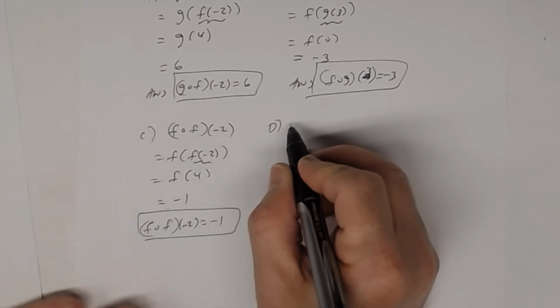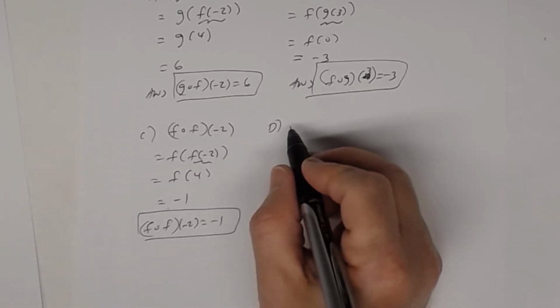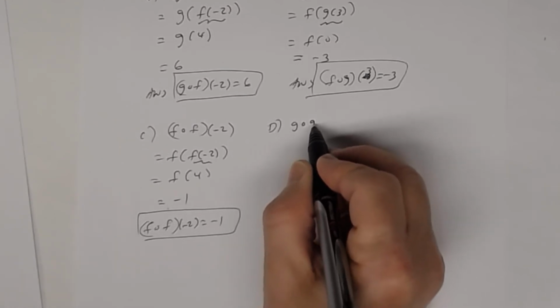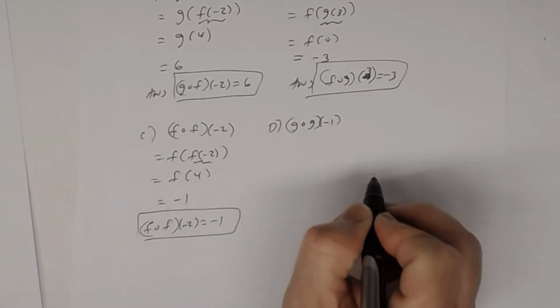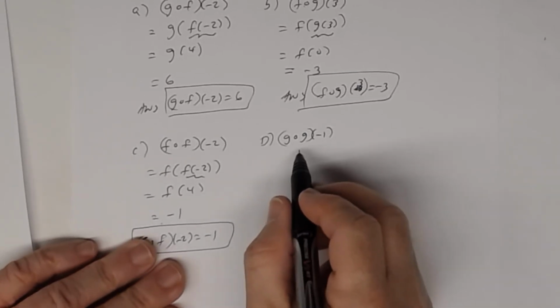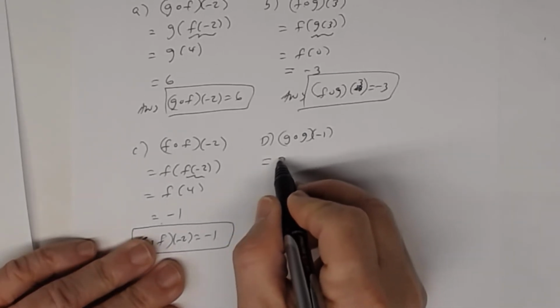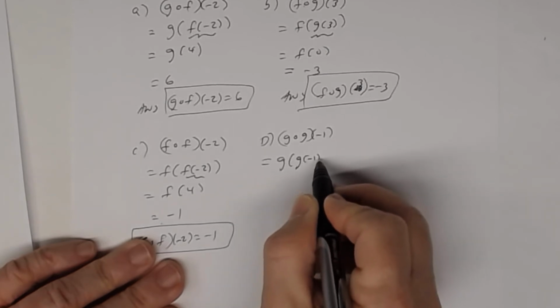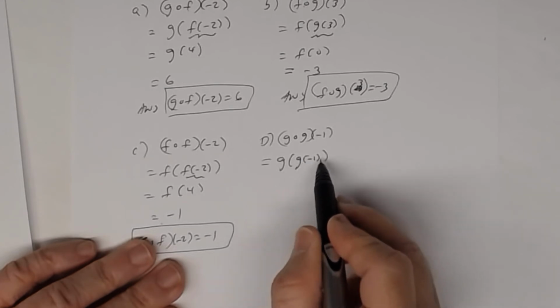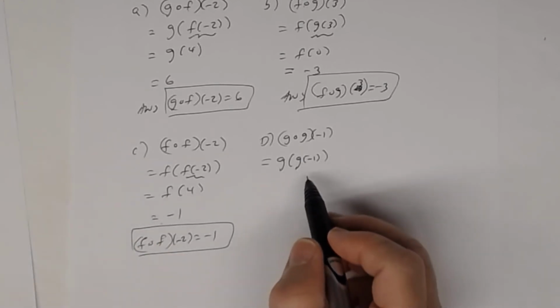D, now let's say you want to find g composed with g at negative 1. By definition, write out what this means. That means g of g of negative 1. Now we've got to find that innermost function value first. So we've got to find g of negative 1.